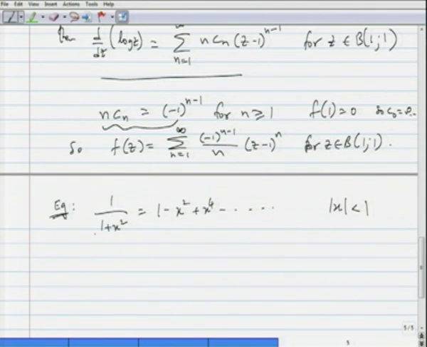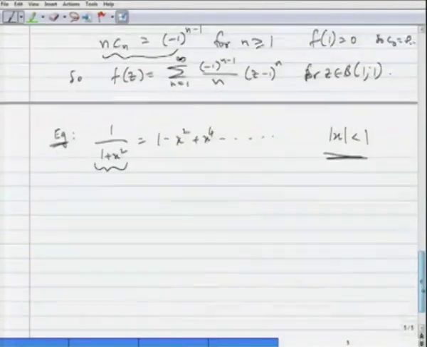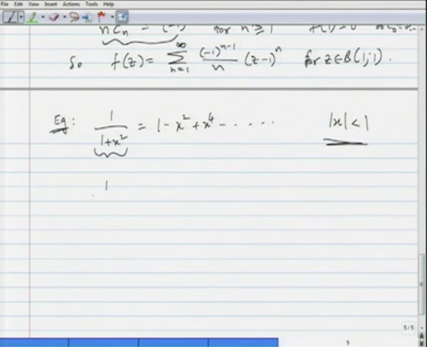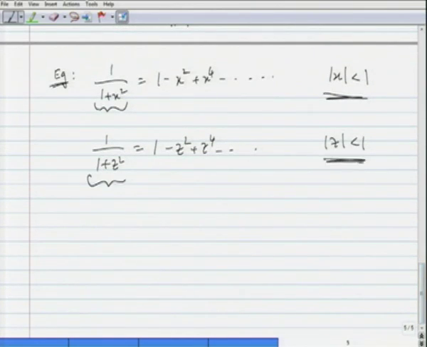It is not immediately clear why this function 1 by 1 plus x squared should have a radius of convergence 1 when it comes to Taylor's series, in the real number setting. But when we ascend to the complex number setting, we see that 1 by 1 plus z squared is 1 minus z squared plus z power 4, etc., with mod z less than 1, and we sort of see why this 1 acts as a barrier for this power series around 0.